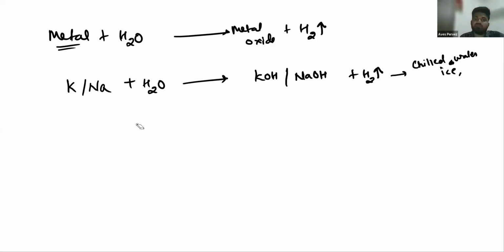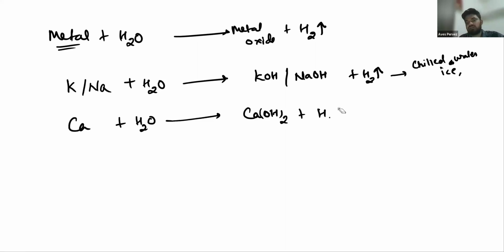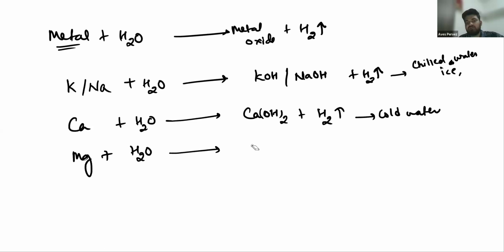This is calcium. Calcium, when it reacts with water, forms calcium hydroxide plus hydrogen gas, and it reacts with cold water. After calcium is magnesium. Magnesium reacts with hot water and gives magnesium hydroxide plus hydrogen gas.